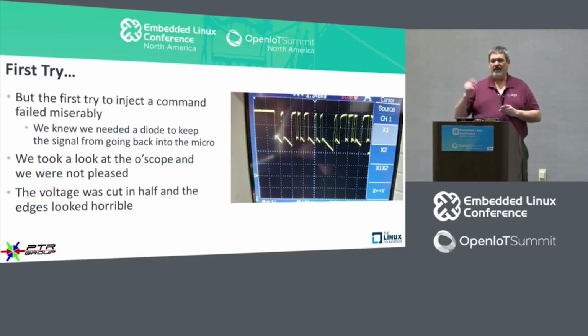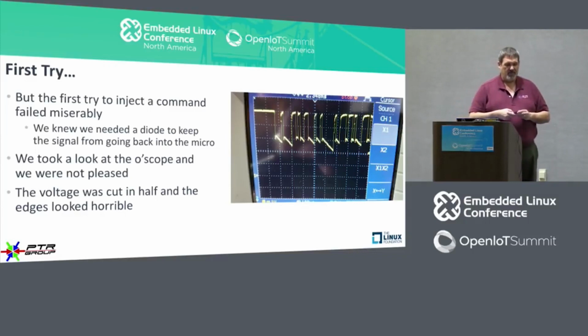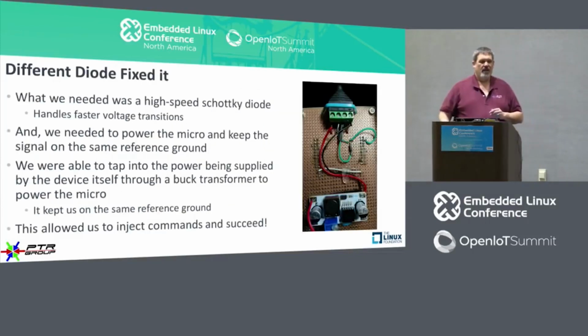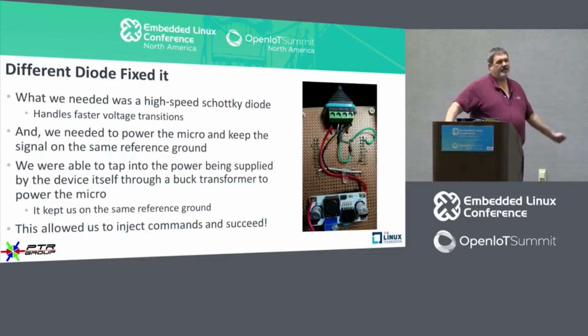Also, weird thing, the voltage levels here, instead of 3.3 volt, this was 1.8 volt. So it was a little strange that we would see some big change in the voltage there. So the fact that the voltage got cut in half, the edges looked horrible, this is not a good thing. We have to figure out some other way. So we went to a high-speed Schottky diode, and the high-speed Schottky diode can handle the frequencies. So that seemed to fix the problem for us.